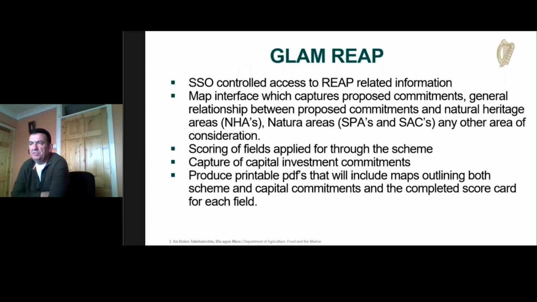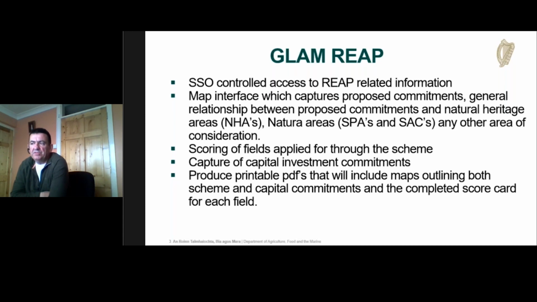So in relation to GLAM and REAP, GLAM is SSO controlled access to REAP. If you're used to using any other department systems, you know that you use your user logon to access AgFood. So what we'll provide is a map interface which captures proposed commitments and the general relationship between those proposed commitments and areas such as natural heritage areas, Natura areas, and any other areas of consideration.